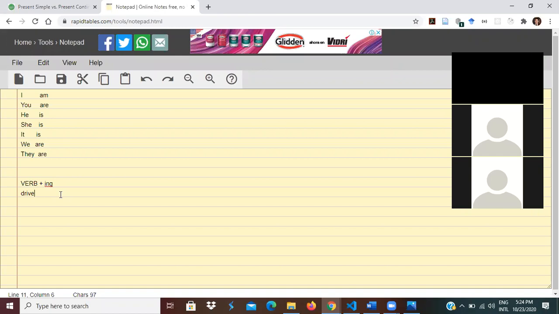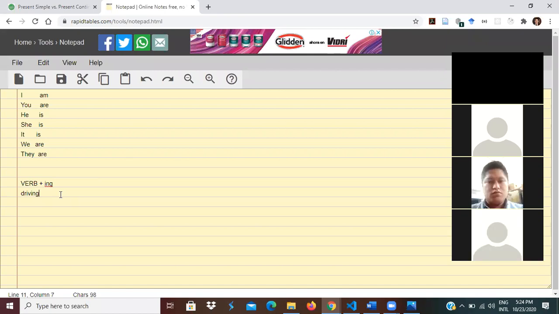La regla dice que a los verbos en presente continuo le voy a agregar ing al final. Por ejemplo, en este caso es drive, ¿verdad? Voy a poner ing y voy a decir driving. Esto es como que yo diga ando. El ing significa como el ando, endo en español. Trabajando, comiendo, durmiendo, etcétera, etcétera, right?